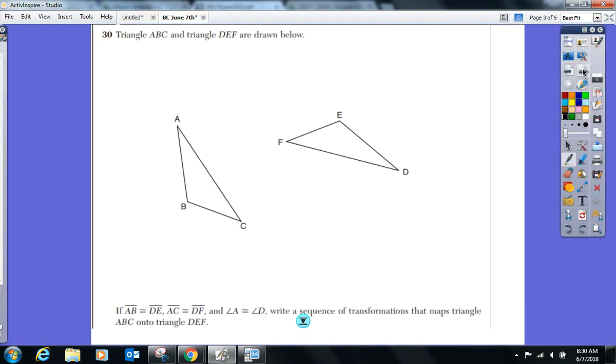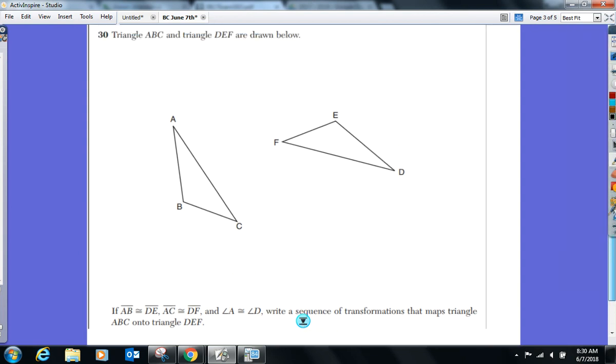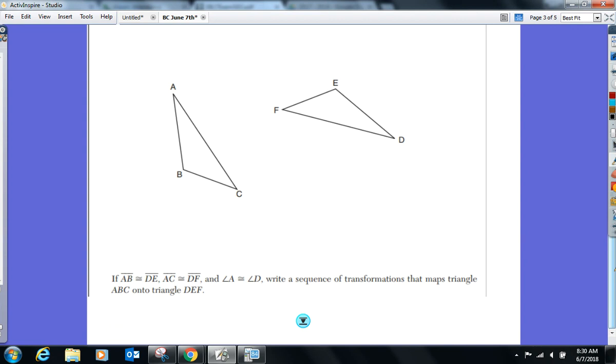Transformations, big part. Number 30. So they're giving me AB is congruent to DE. They're giving me AC congruent to DF. And they're giving me angle A congruent to angle D. Very different than the problem we did yesterday as a class. I need you to come up with the sequence of transformations that maps these two triangles on top of each other.